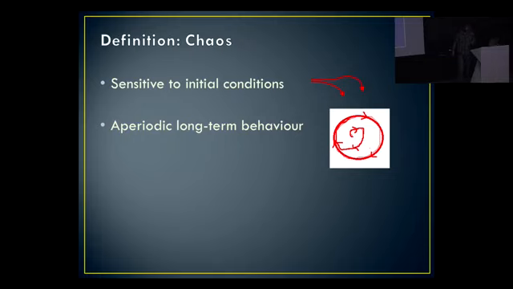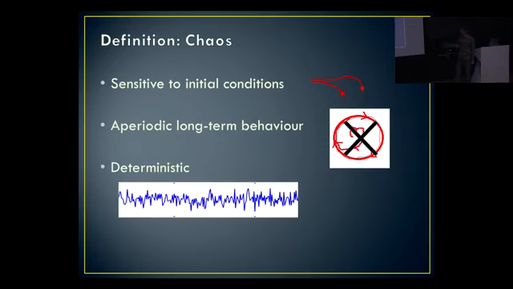Then also you have aperiodic long-term behavior. So in the long term, as time tends to infinity, you never settle to a specific orbit. It just keeps going randomly around, or rather deterministically, but randomly. So it's deterministic. It's not just noise. In pure chaos, there are no random factors involved. So you can have chaos mixed with noise, but you don't have to.